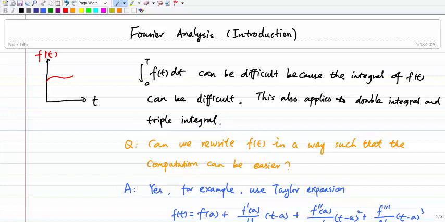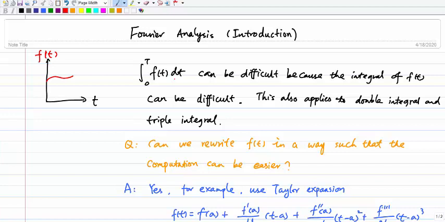Okay, before talking about Fourier analysis, let's talk about integration. In the previous lectures, I talked about integrations, including the standard single variable integration, the double integration, and triple integration. Here I use a simple example, a very standard integration of f of t from 0 to T over t. You can also consider double integration or triple integration. Those involve the integration of functions.